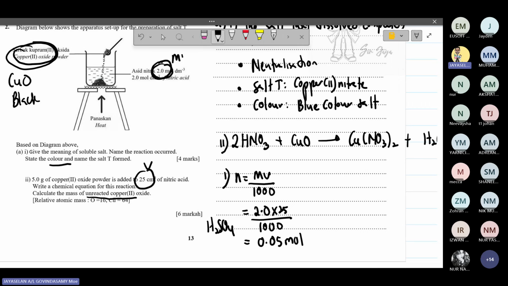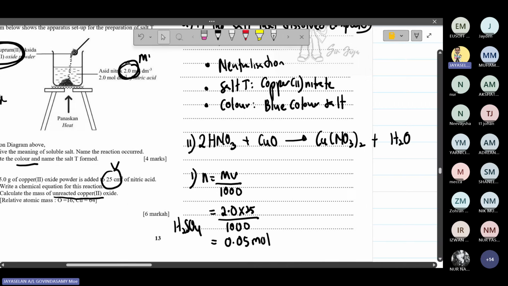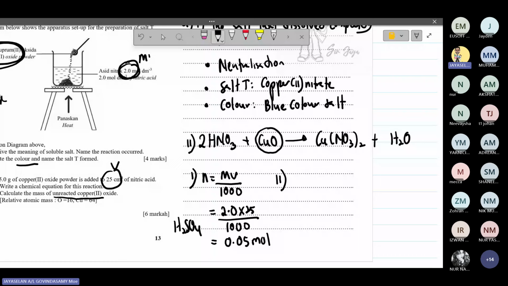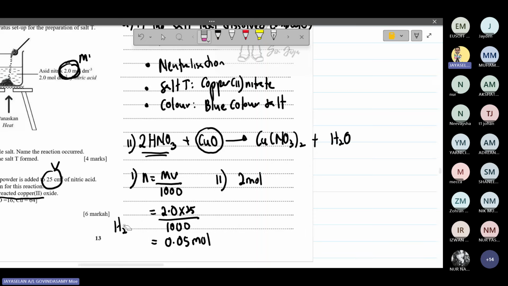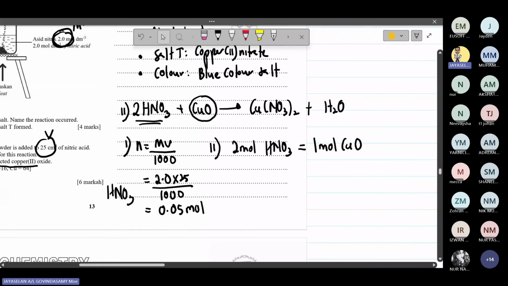Any question? No question. Okay, next step. What you guys do here, they want you to find unreacted copper 2 oxide. You have this information, so use the equation: 2 mole. Okay, sorry, not sulfuric acid. Sorry, nitric acid. Okay, nitric acid: 2 mole HNO3 gives you 1 mole copper 2 oxide.